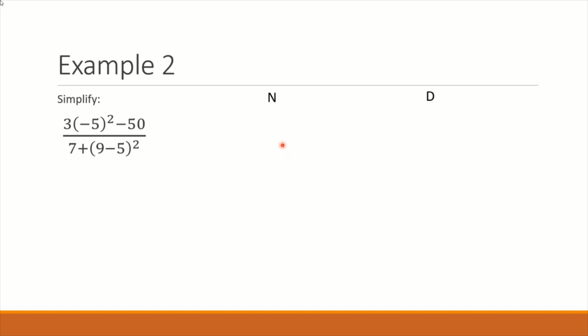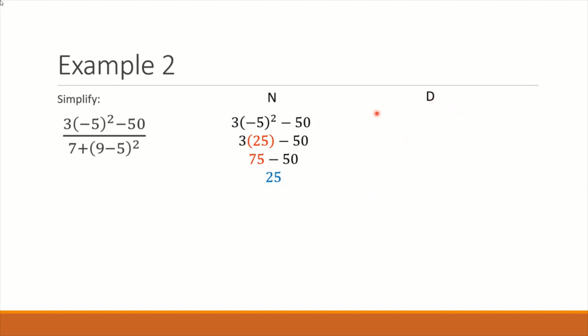So let's start with the numerator first. So we have 3 parentheses -5 close parentheses squared minus 50. So parentheses, no, it's just a sign holder. So exponents next. That's -5 squared, which is 25. You have multiplication and subtraction, so you do the multiplication first. So it's 3 times 25, which is 75. Now subtract: 75 minus 50 is 25.